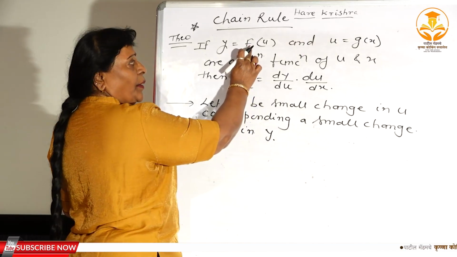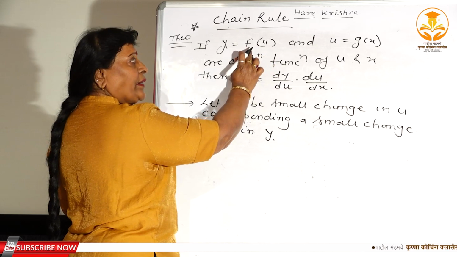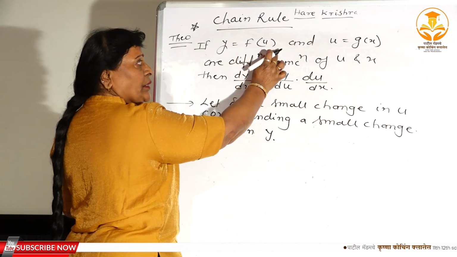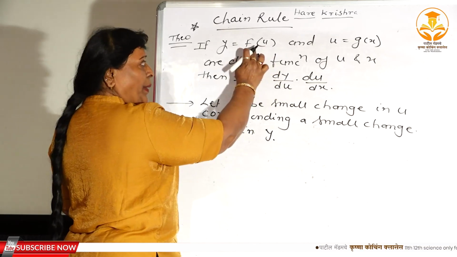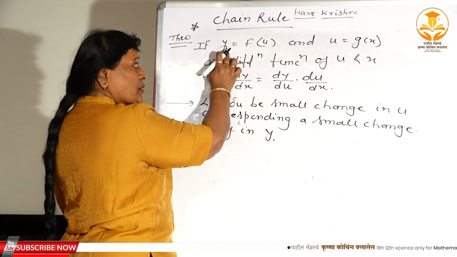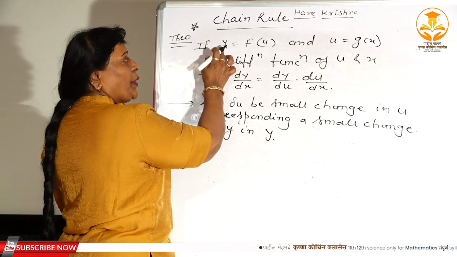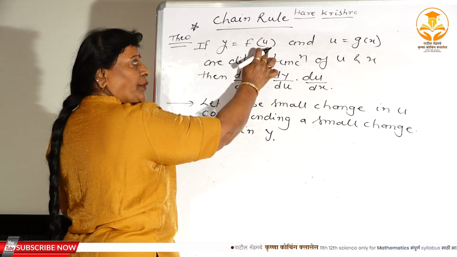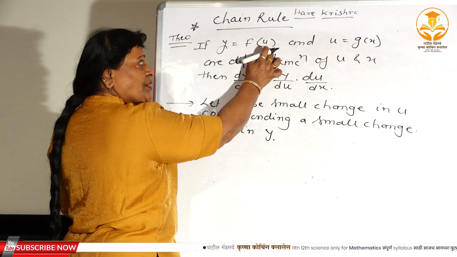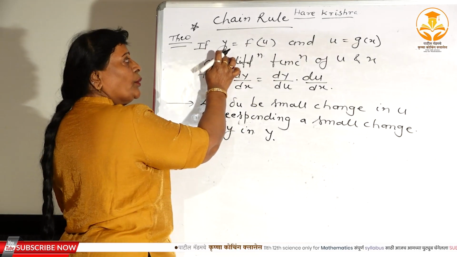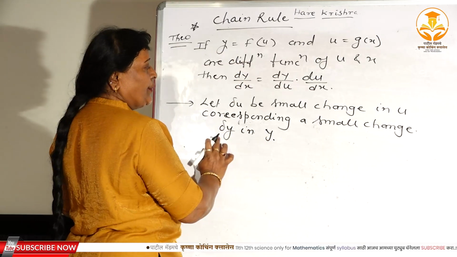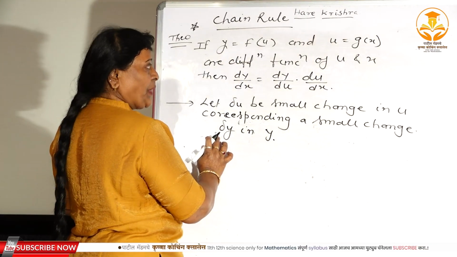What did we take? We took a change in this. When I take del u as a small change in the value of u, automatically we will get the small change in the value of y, because y entirely depends upon u. So when we take a change in this, we get a change in this as well, and that change we denoted by del y, isn't it?